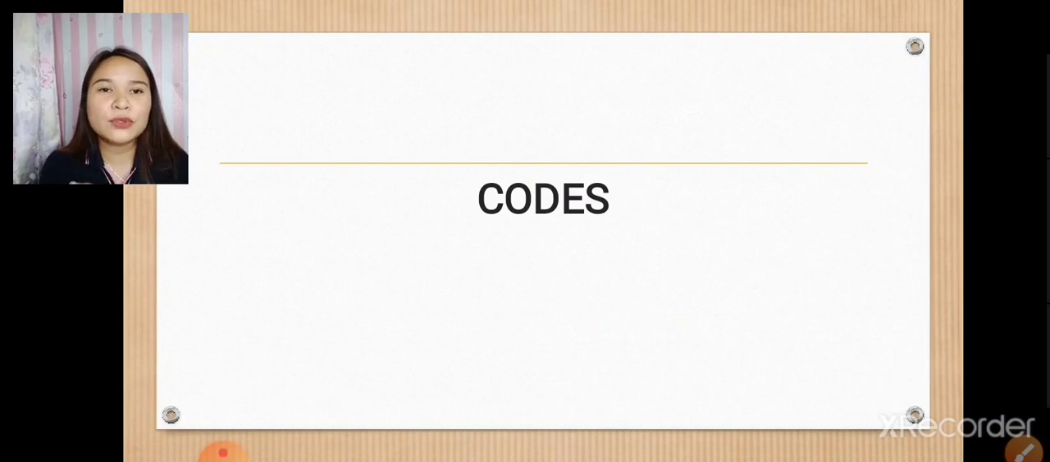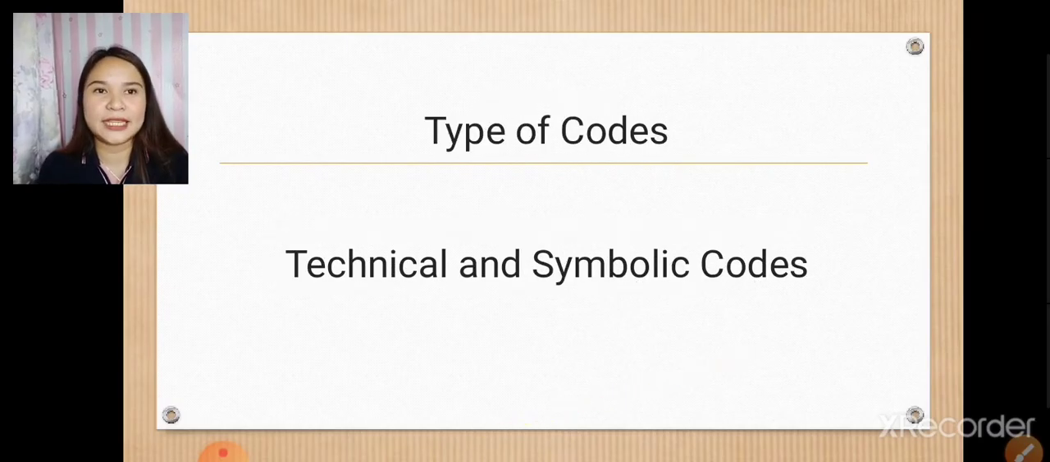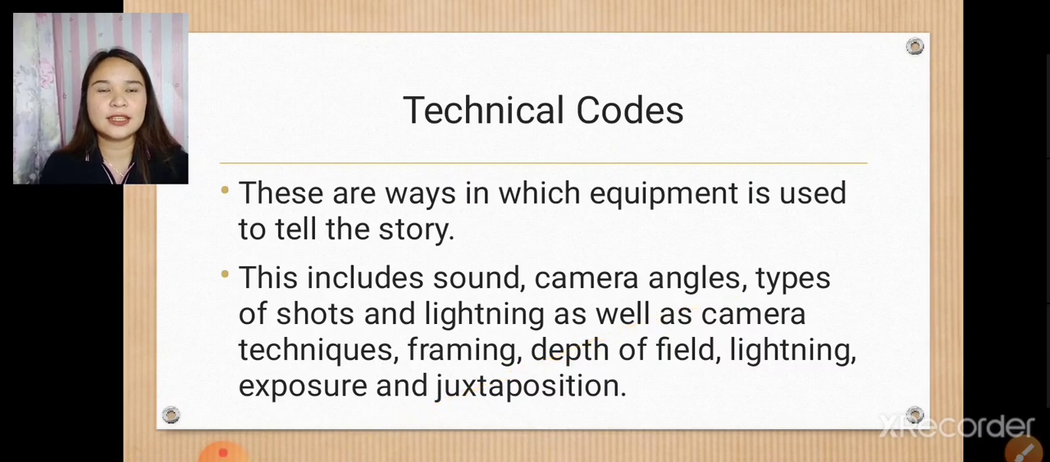First, we go to codes. Sabi dito, codes are systems of signs that when put together create meaning. We have types of codes. We have the technical and symbolic codes. First, we'll tackle technical codes. So sabi dito, these are ways in which equipment is used to tell the story.